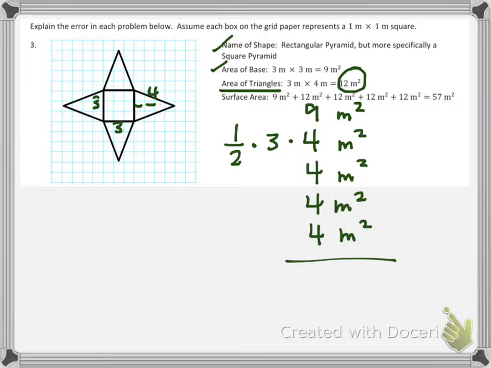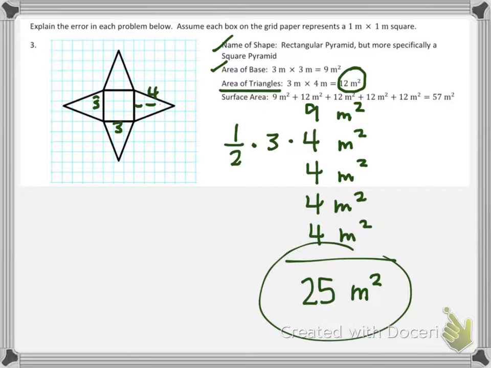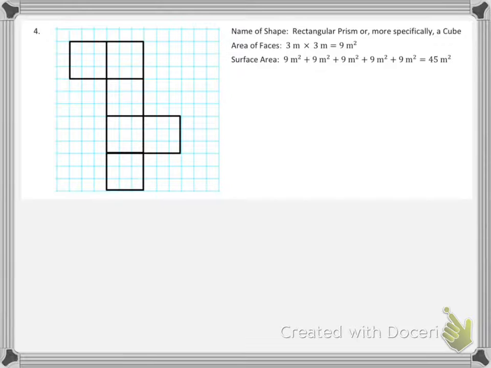And then when you add all those up, you'll get your answer, which should be 16 and another 9 is 25 square meters is the proper answer. So they made a mistake with the area of the triangles by not taking half of the base times the height. Okay, number 4. Well, they named it a rectangular prism, or more specifically a cube.